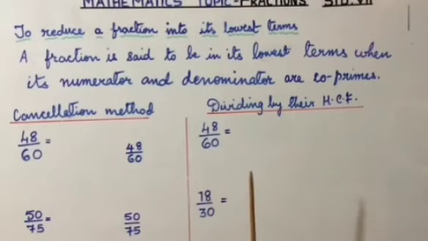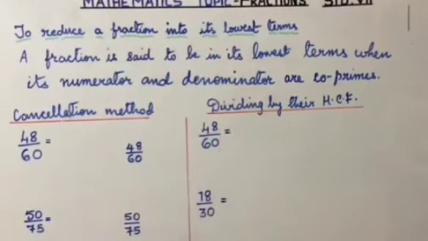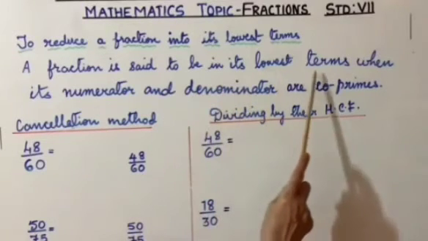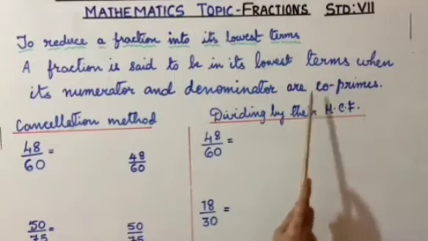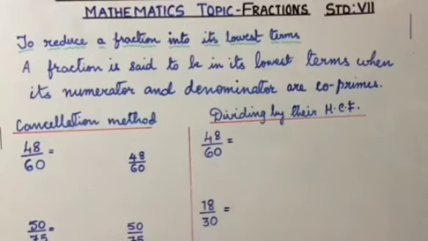So last year you have learned how to simplify a fraction and what we mean by simplification. So here I have written, to reduce a fraction into its lowest terms, meaning we make that fraction into its simplest form. But what do we mean by that? A fraction is said to be in its lowest terms or lowest form when its numerator and denominator are co-primes. Children, do you all remember what co-primes are? Yes, try to recall.